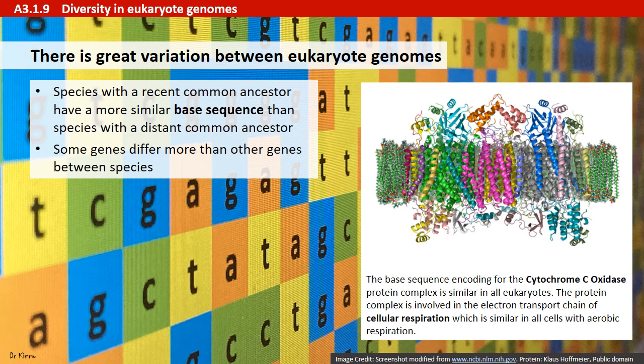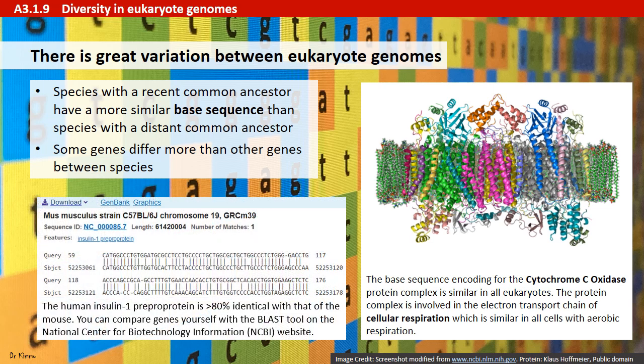However, there are other proteins which can be very different between species. For example, proteins that are important for brain development. So the base sequence can be very different between humans and any other species. Here is an example of the human insulin 1 pre-pro protein. It's part of the sequence in human versus mouse, and it's more than 80% identical between human and mouse.